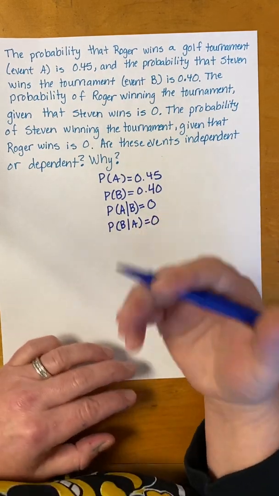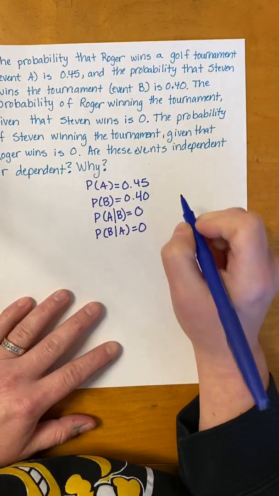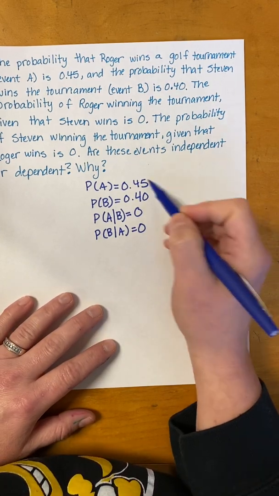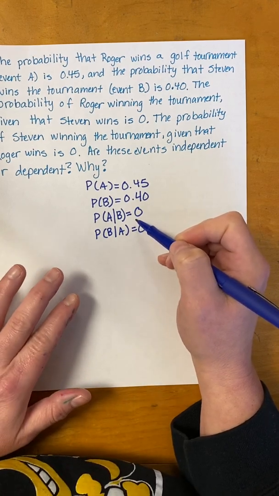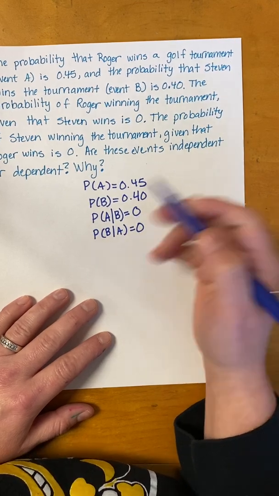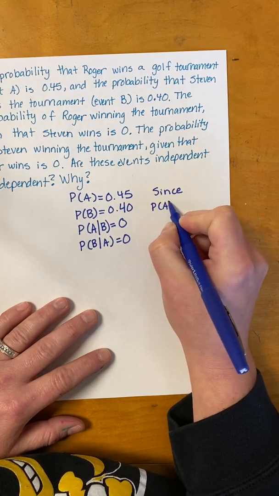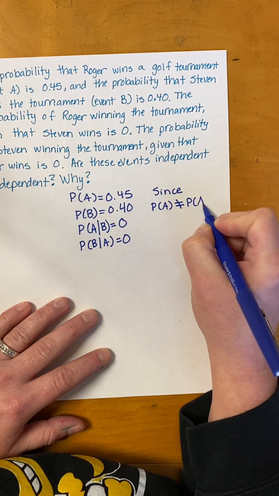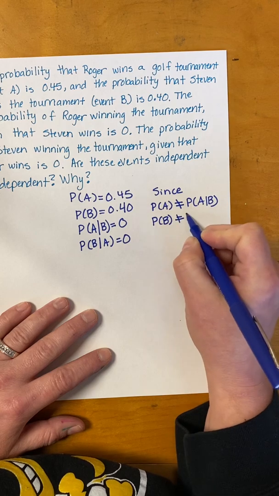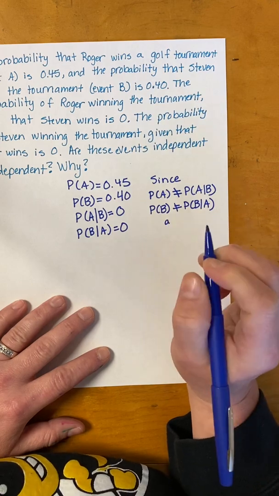So if these were independent events, then the probability of A would have to be equal to the probability of A given B. If they were independent, B happening wouldn't affect the probability of A at all. But when B happens, it changes that probability. So since the probability of A is not equal to the probability of A given B, and the probability of B isn't equal to the probability of B given A, these events are dependent.